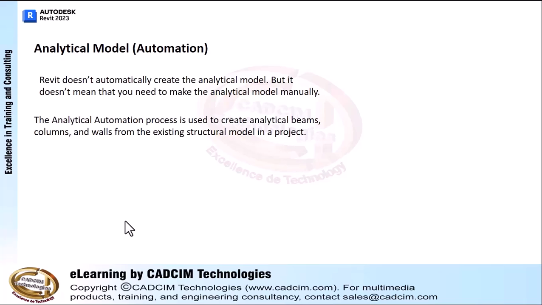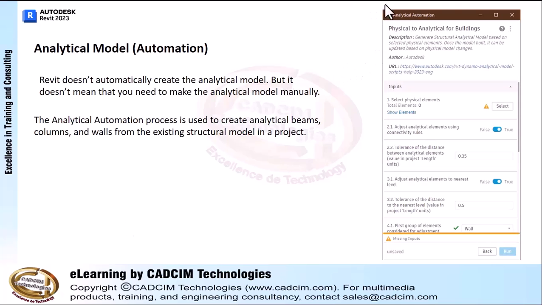The automation works by an analysis engine, or the automation engine, provided by Dynamo, and this is what it looks like. This is a window, and here we have some inputs, the adjustments, the tolerances, and the settings. You need to select the physical element, and then you have to run the engine. With this, the physical model that is there in your project converts the physical members into analytical members.